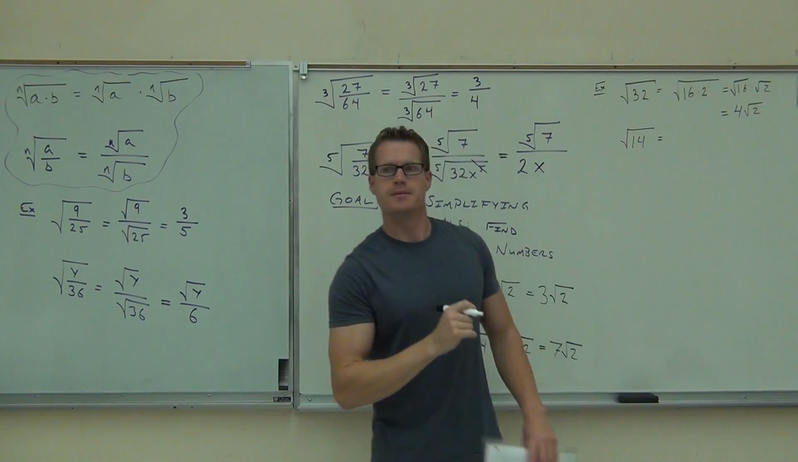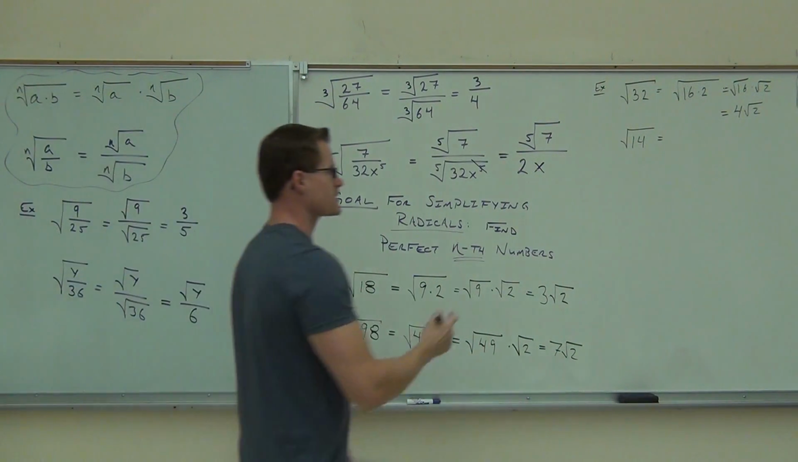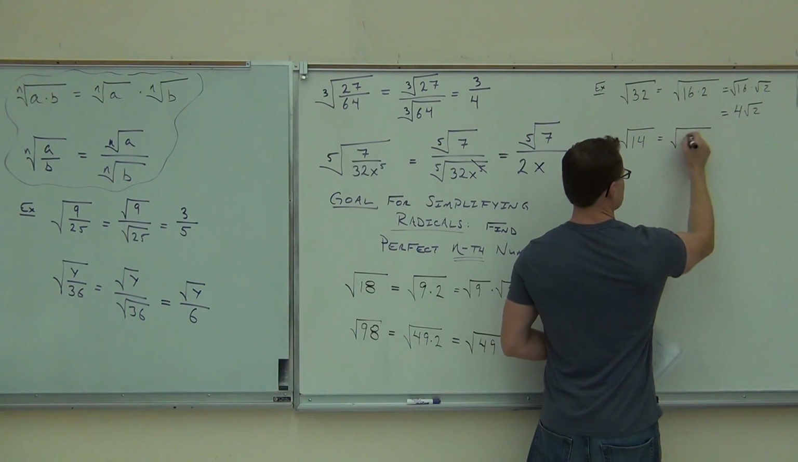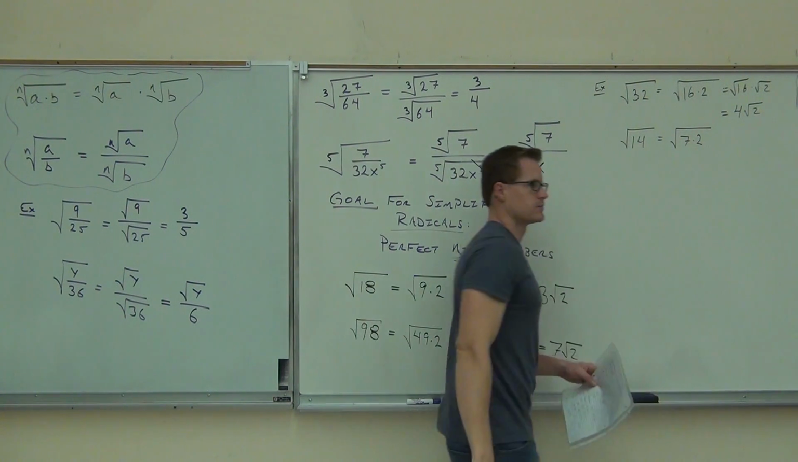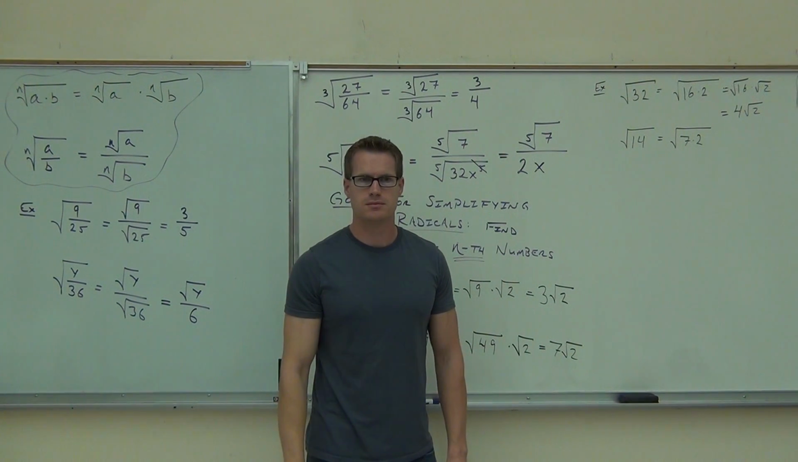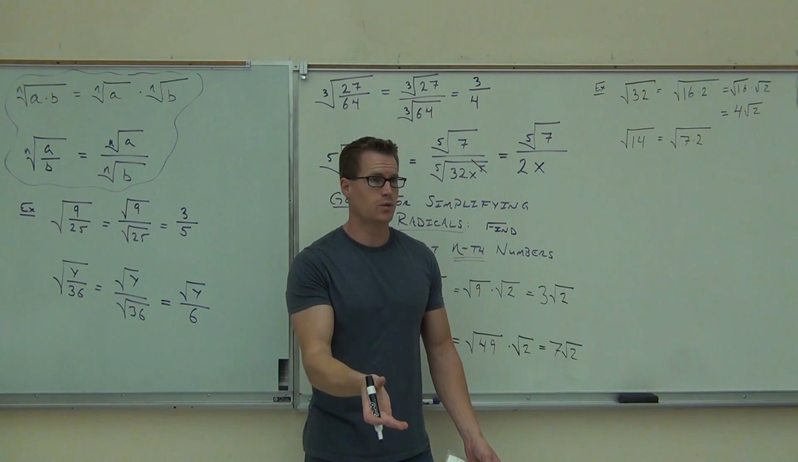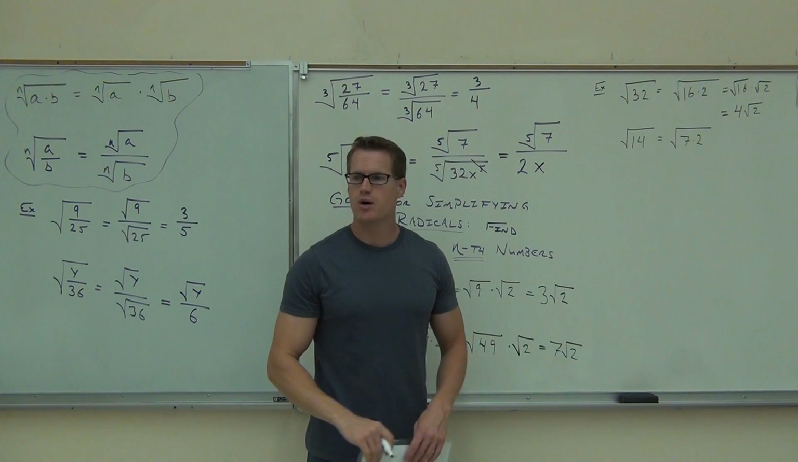Square root of 14. Okay, so we'd write this as 7 times 2. Sure. What's the square root of 7? There is none. What's the square root of 2? Which is none. Well, there is one. It's a decimal. It's not a whole number. Is this going to help you break it up?